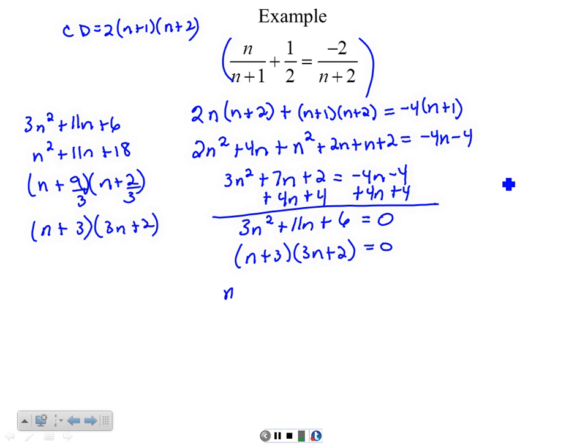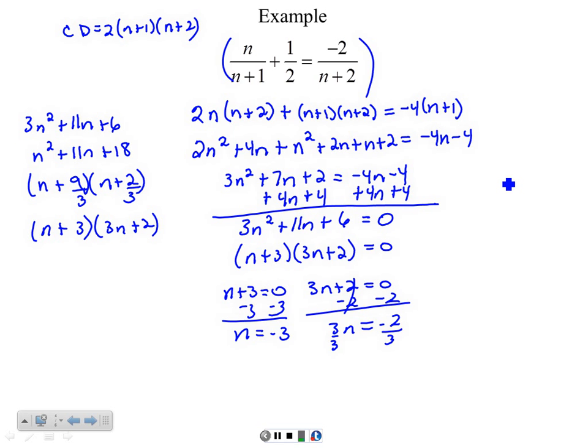Take each one of those, set them equal to 0, and solve. So we'll have n is equal to negative 3. Over here we have a two-step equation, so we'll have 3n is equal to negative 2, and then if we divide by 3, we get n is equal to negative 2/3. So our two answers are going to be negative 3 and negative 2/3. And again, I know that because I have a quadratic, so you should expect two answers.